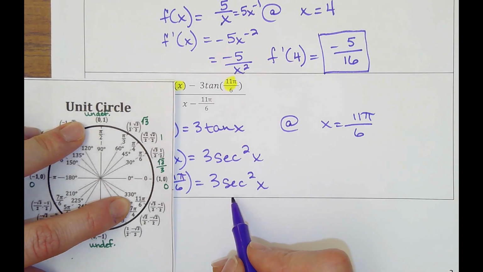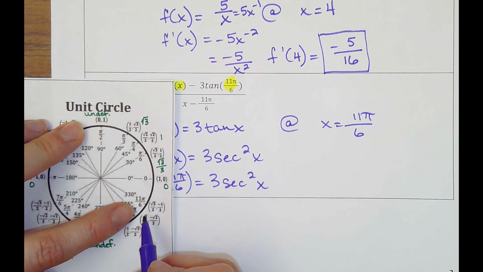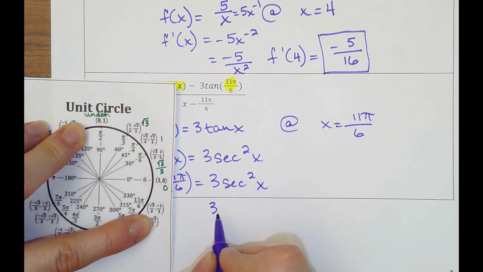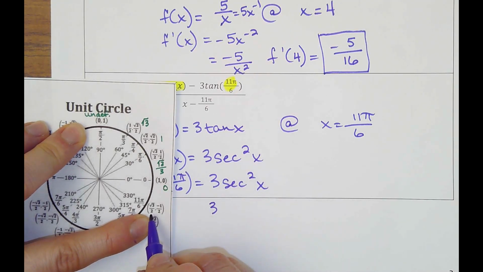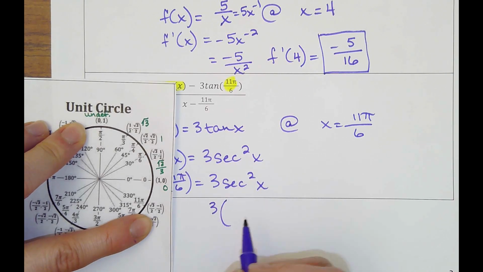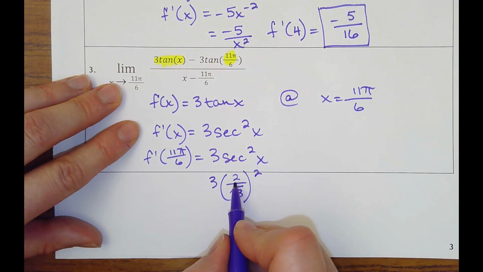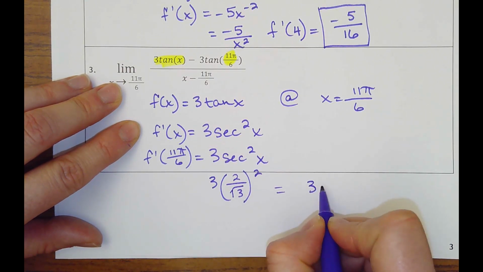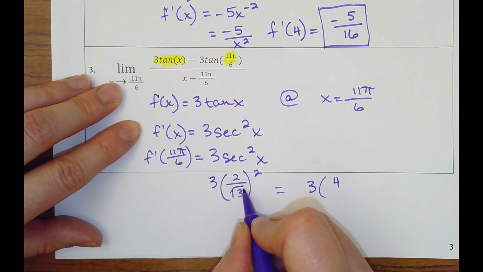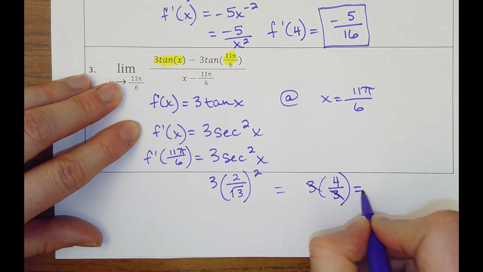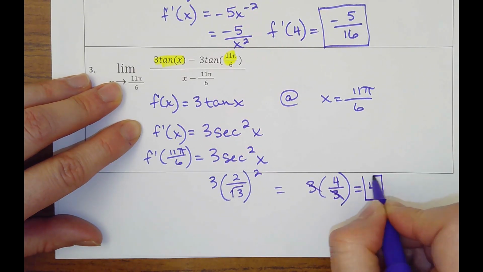Secant is the reciprocal of cosine. Cosine is always the x value. And so I would have 3 times, I want the reciprocal of this, 2 over square root of 3, squared. 2 squared is 4. And square root and square cancel. 3's cancel. So I get a slope of 4.